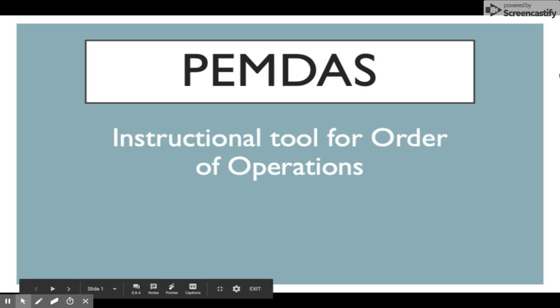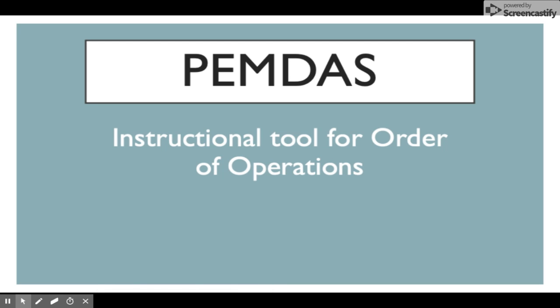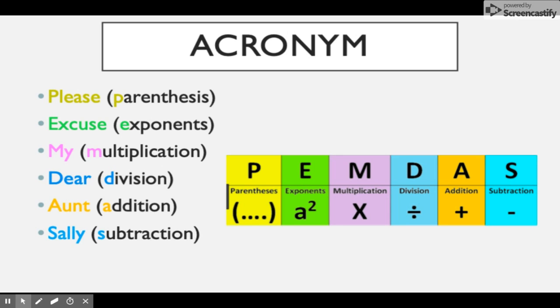In this instructional video, we will be focusing on how to use order of operations using the acronym PEMDAS. We will be covering what each letter in the acronym stands for and also walk through different types of examples. A common acronym for PEMDAS is Please Excuse My Dear Aunt Sally. We can see that please stands for parentheses, excuse exponents, my multiplication, dear division, aunt addition, and Sally subtraction.